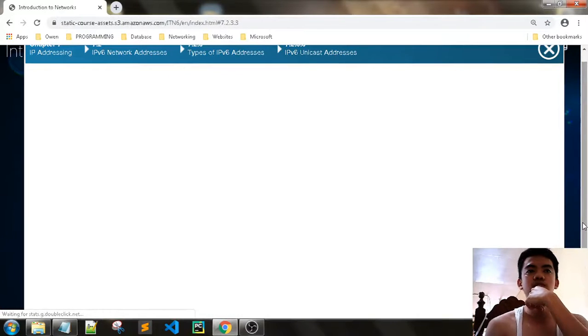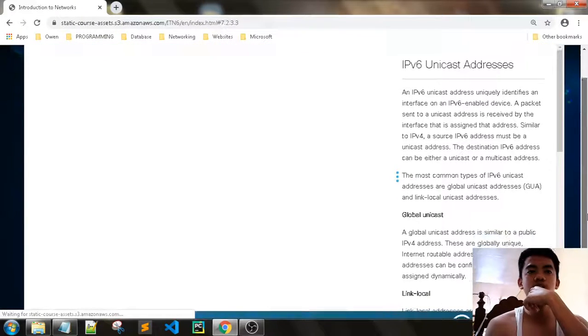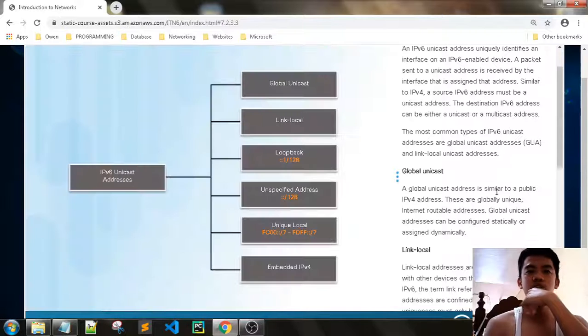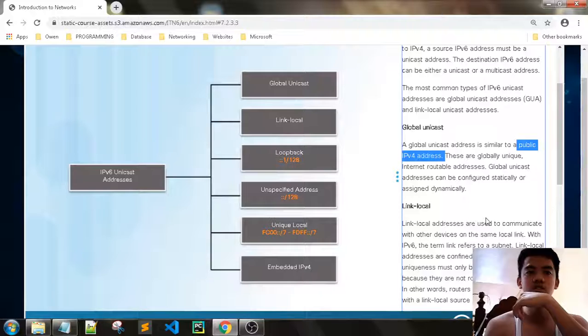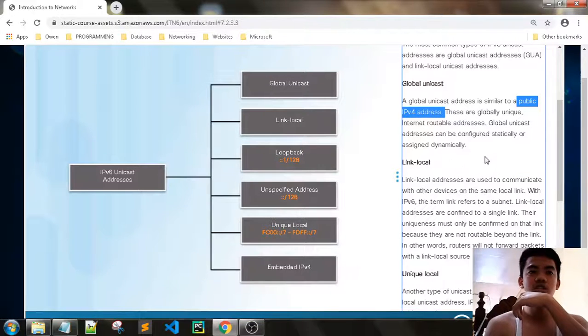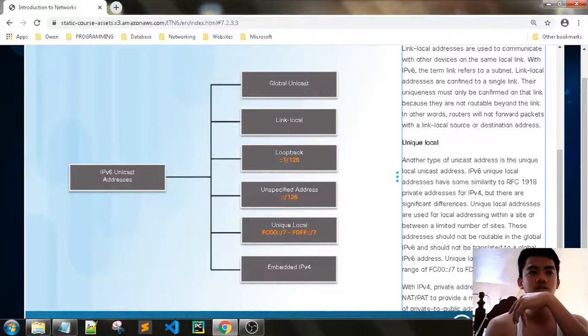The v6 unicast addresses. We have the global unicast, which is the routable address, similar to a public IPv4 address. The link local address is the v6 address within the local link, the local network, so it is not routable. And unique local.